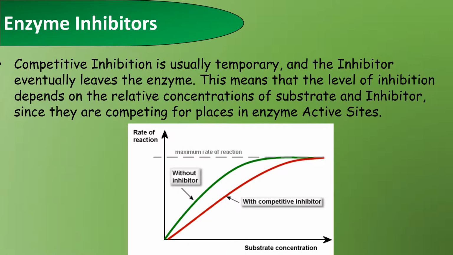Competitive inhibition is usually temporary and the inhibitor eventually leaves the enzyme. This means that the level of inhibition depends on the relative concentrations of substrate and inhibitor, since they are competing for places in the active sites. So the graph below shows the rate of reaction with a competitive inhibitor and without. Eventually, with a competitive inhibitor, you will still reach the maximum rate of reaction. However, it will take a lot longer.